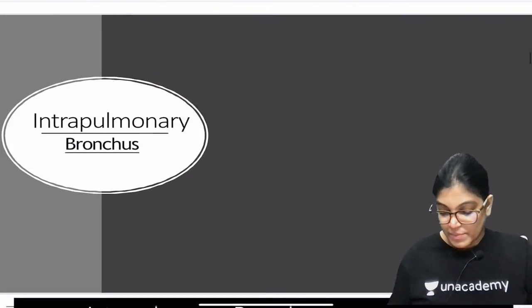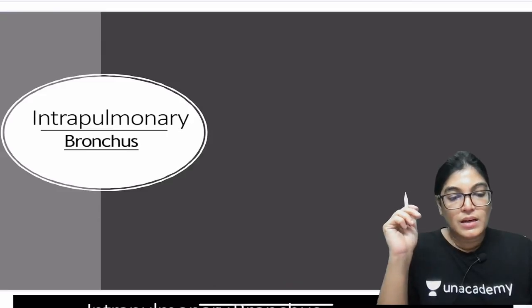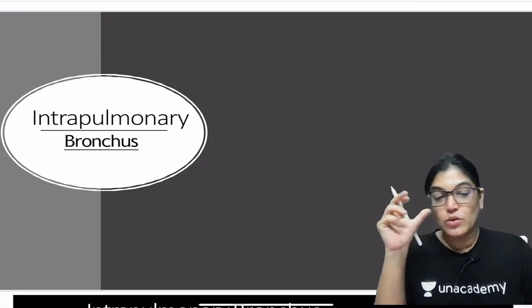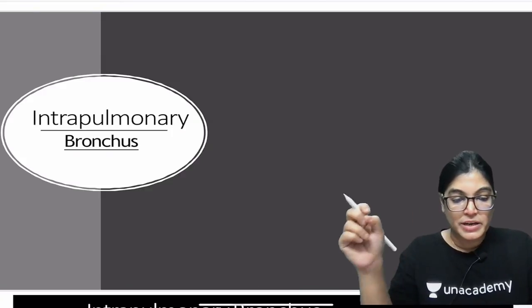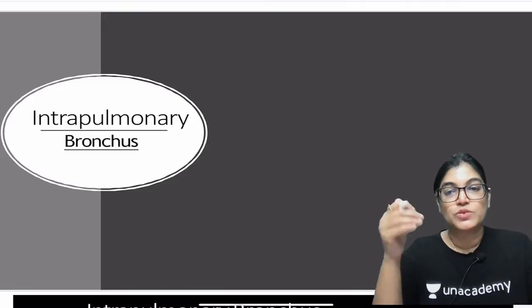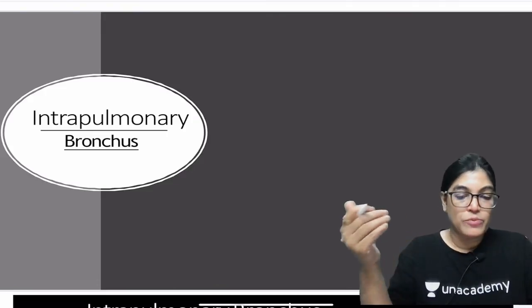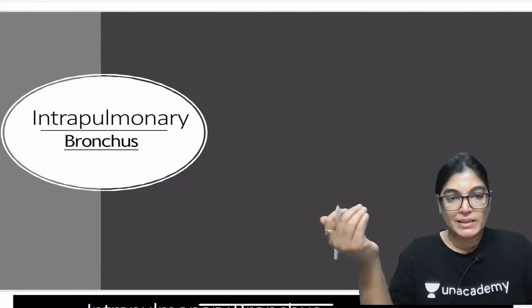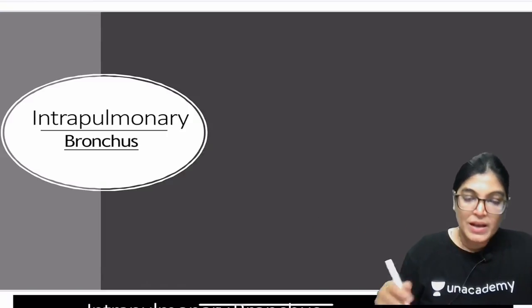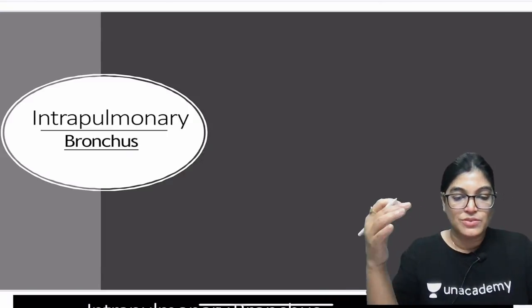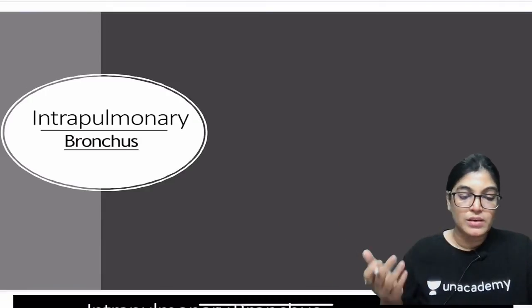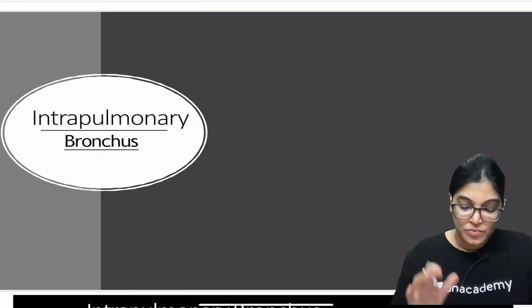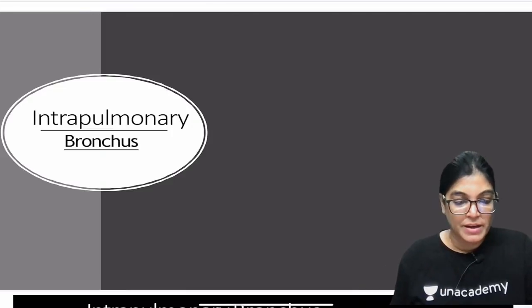So in case of intrapulmonary bronchus, it's important that we know that the trachea is dividing. It will divide to form the bronchus, secondary, tertiary bronchus. Principal bronchus will divide into secondary bronchus, then secondary bronchus into the tertiary and segmental. This is how the division occurs, okay? Principal bronchus into secondaries, then tertiary, and then terminal bronchus happens. So firstly, we will talk about the intrapulmonary bronchus.